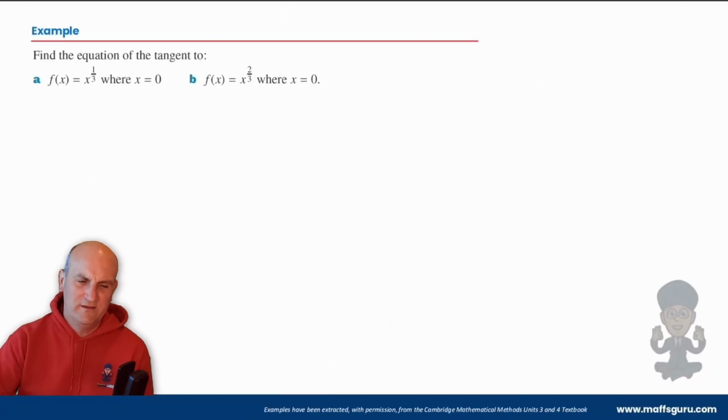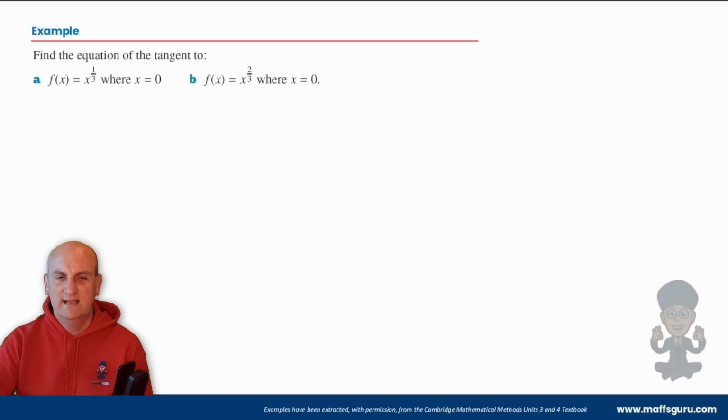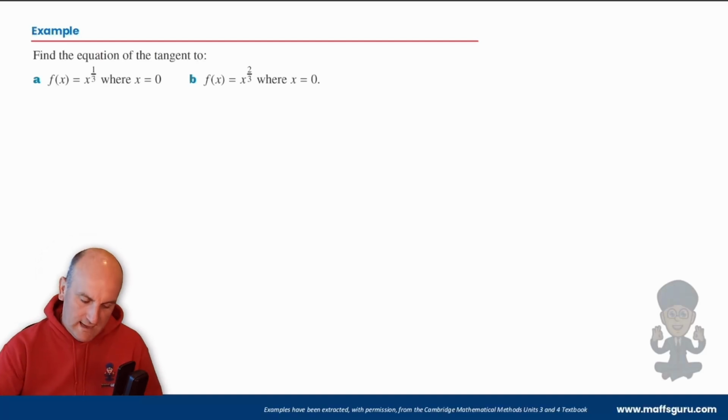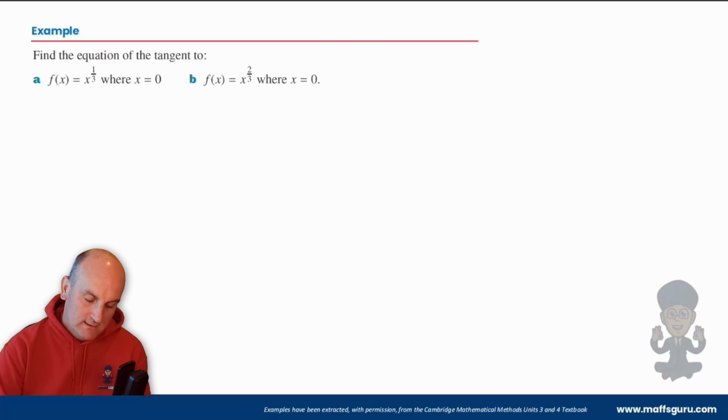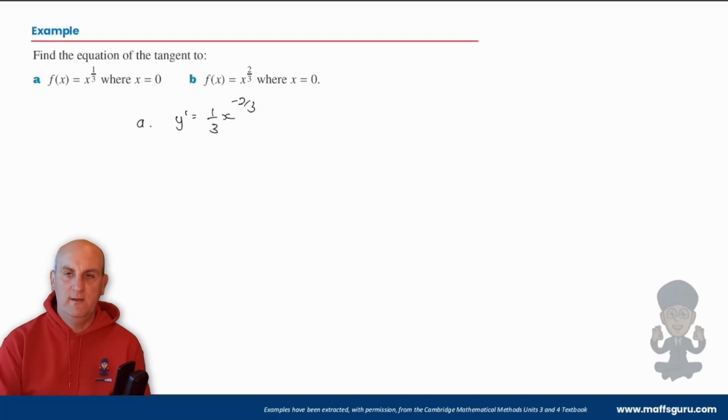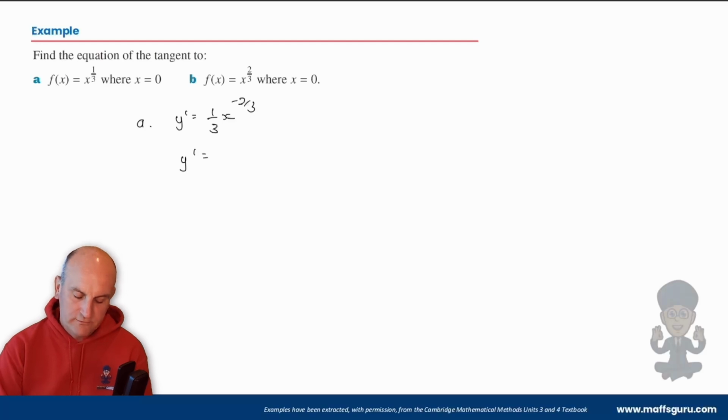Now I'm going to use my calculator to help here, because after a while it gets a little bit repetitive. Find the equation of the tangent to, let's see what happens here. So we've got y as a function of x equals x to the power of a third, where x equals 0, the equation of the tangent. So let's do part A first. y dash is going to be 1/3 of x to the minus 2/3. Yeah, remember, multiply by the power, take one away. Right, so we've now got y dashed is equal to 1/3 at the point where x equals 0, 0 to the power of minus 2/3.